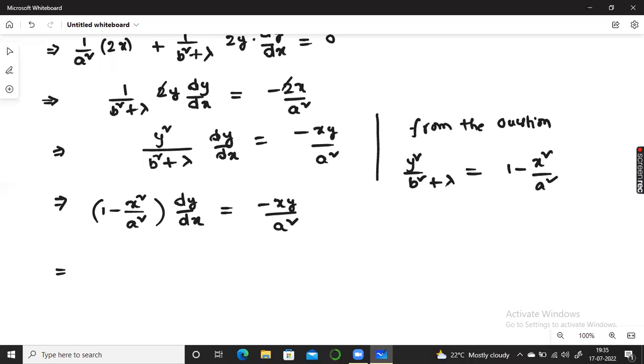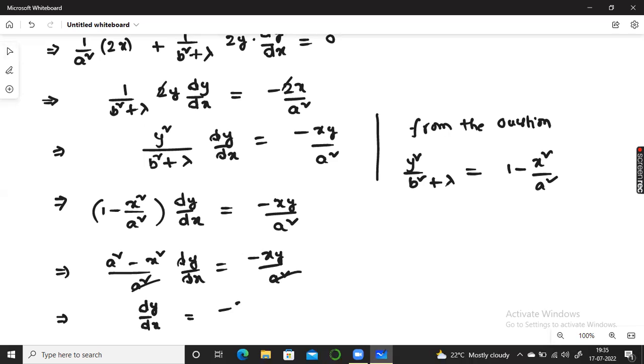Now this equation still you can simplify. a square minus x square over a square into dy over dx is equal to minus xy over a square. Any cancellation terms are there? The a square term is cancelled. Now the equation is looking like dy over dx is equal to minus xy over a square minus x square.